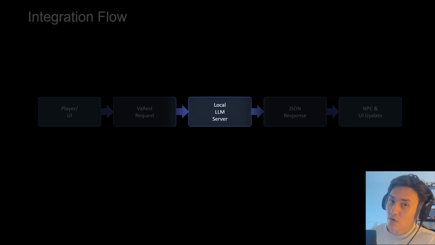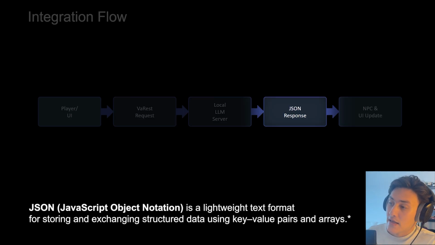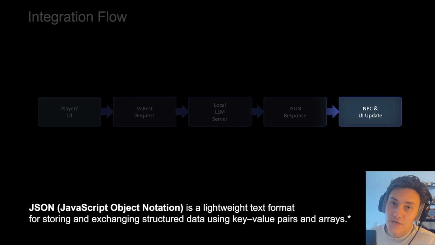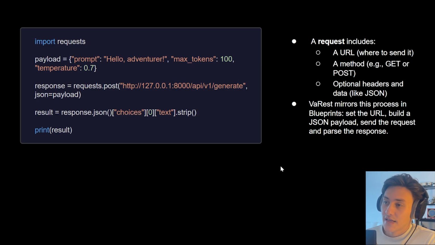LM Studio will send back a response in what's called a JSON format, and then we will parse this response into Unreal Engine to update the UI as well. So here's a little example of an HTTP request. Typically, this is something we may do in Python or JavaScript or other programming language, but we'll be recreating this within the Blueprint system, which is a lot of fun, actually.